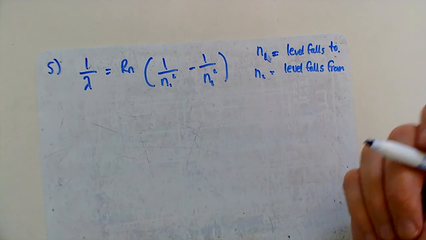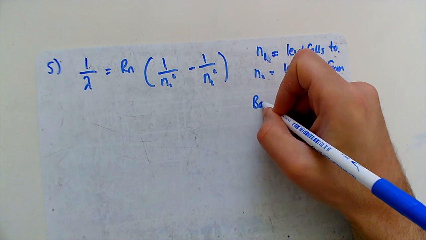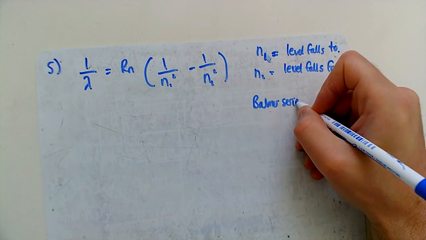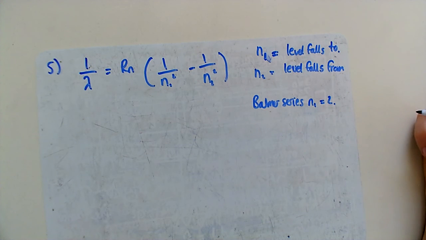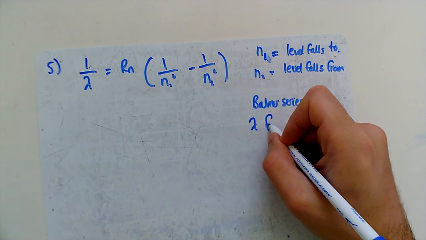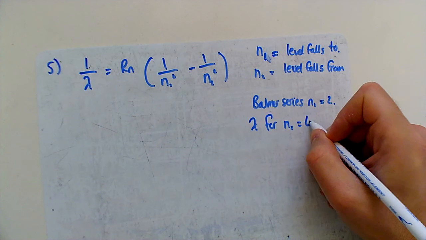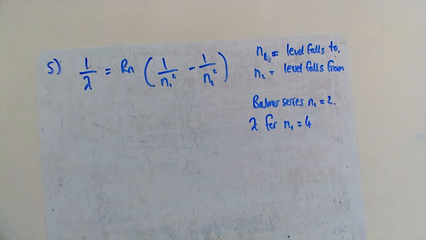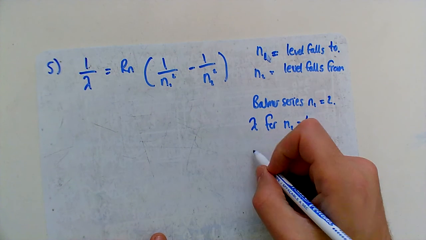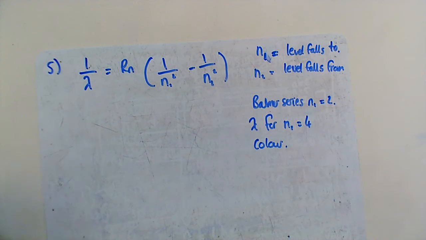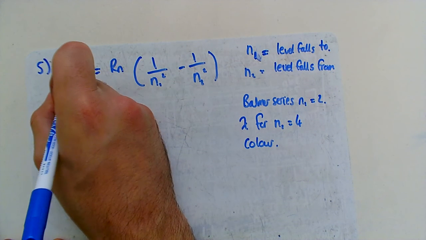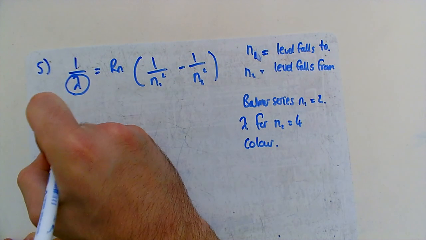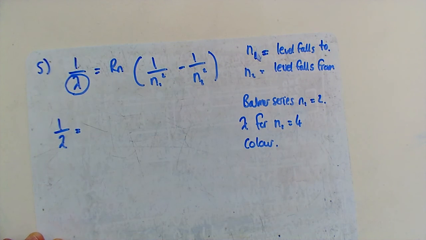Now you were told in the Balmer series N1 equals 2. And you were told to work out the wavelength for N2 equals 4. So that's what you were told. And what colour? So all you needed to do was to fill out the information. Now we were solving for wavelength. So 1 over wavelength is equal to Rn.